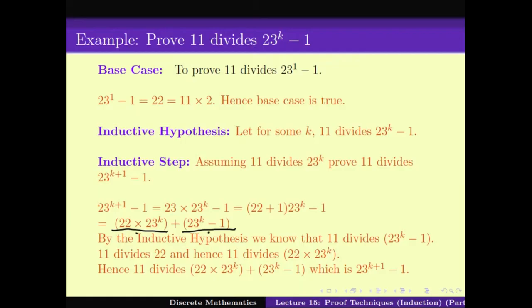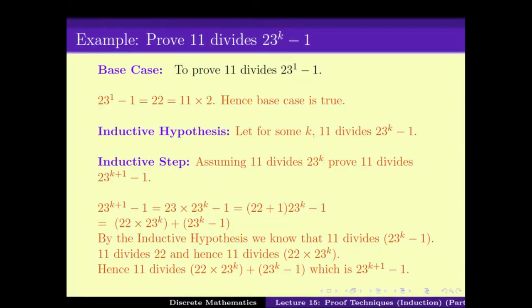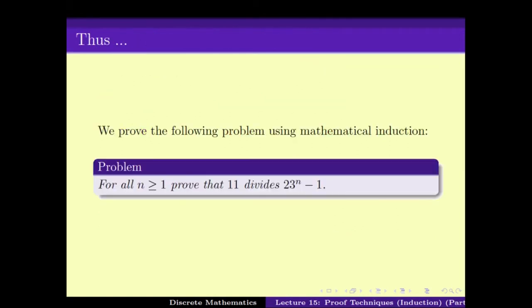So thus, as you can see, the inductive step is not a hard thing to prove. One can easily get the inductive step if we follow it correctly. We have to apply the usual techniques of direct proof or proof by contradiction. But the base case and the induction hypothesis, along with, of course, the principle of mathematical induction, help us to prove that this statement is true for all k, or in other words, for all k, 11 divides 23k minus 1. Thus, we have proved that for all n, 11 divides 23n minus 1.